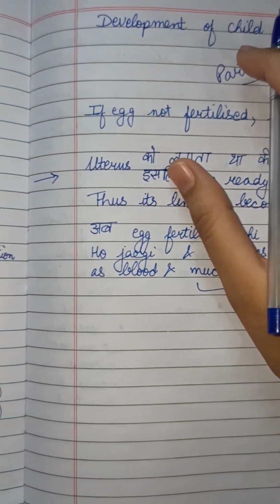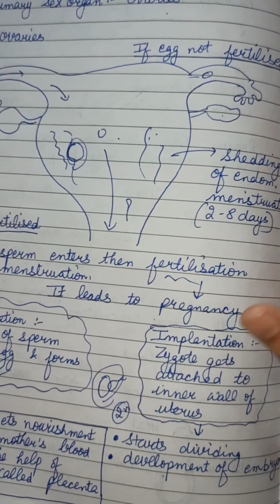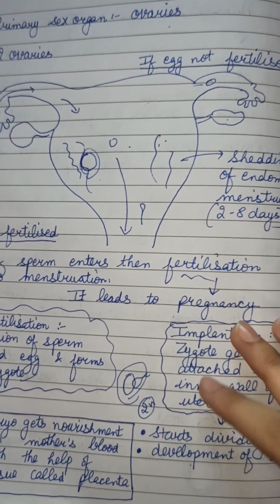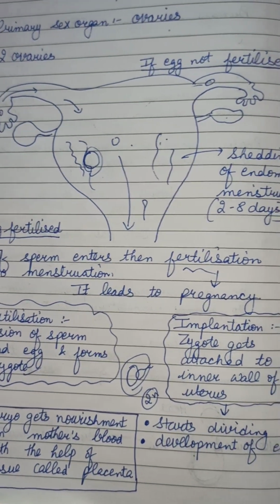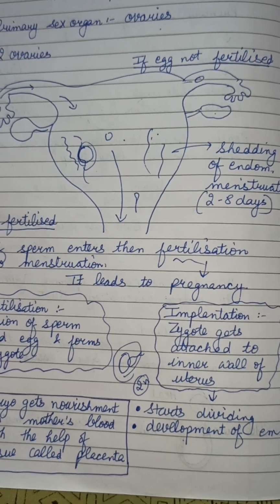So this is all about female reproductive system in detail. We have covered everything about female reproductive system as per according to class 10th. In next video we will be discussing about reproductive health. I hope you understood this.